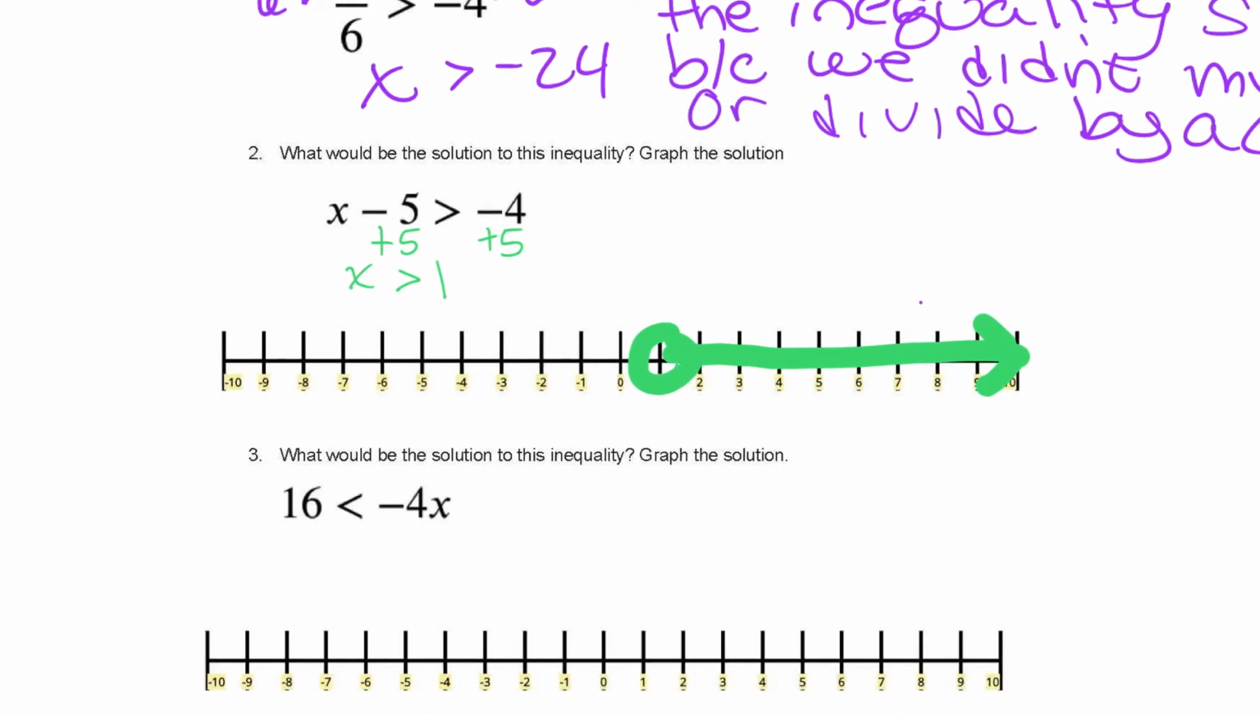For question 3, what would the solution to this inequality be? So we're first going to divide by negative 4, and when we divide by negative 4, we're going to flip our inequality sign. So we get negative 4 is greater than x. But now if you see, x is on the right-hand side, so we have to flip the whole thing, and we get x is less than negative 4 as our answer. I'm going to put an open circle on my negative 4, and shade in all the way to the end of my number line.